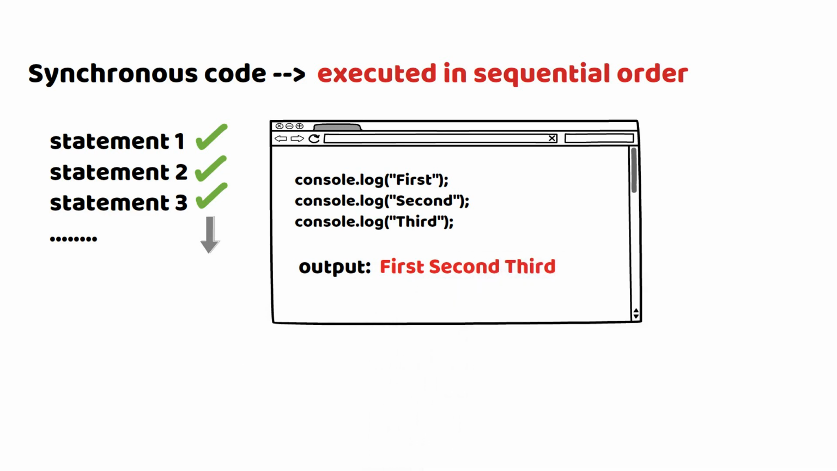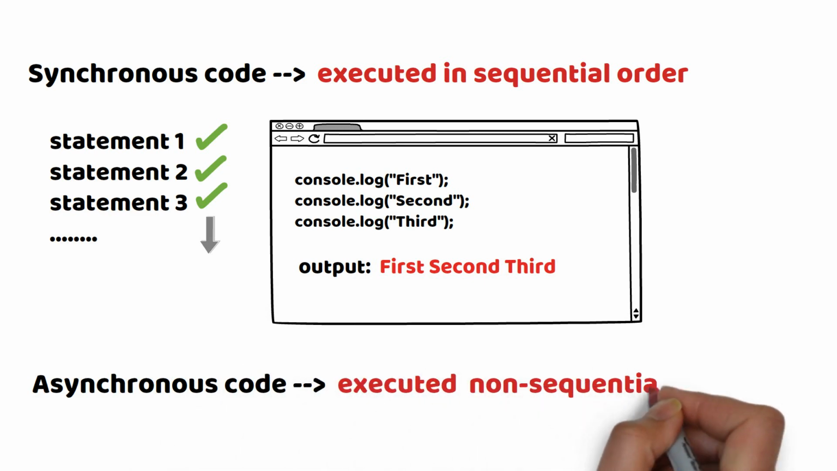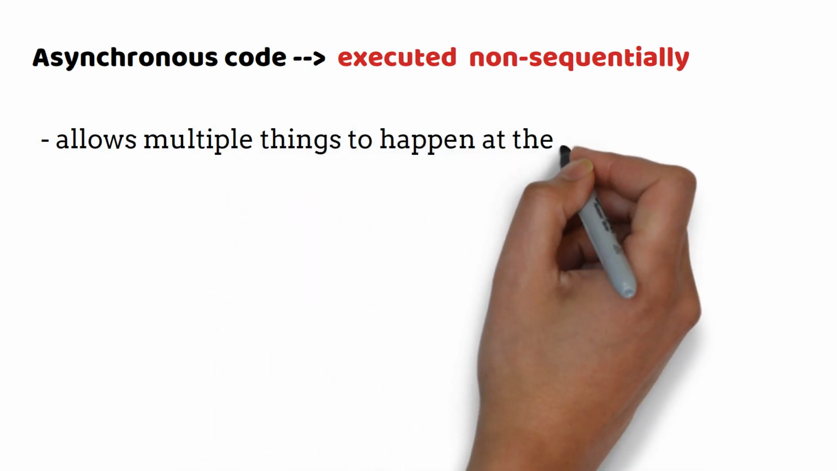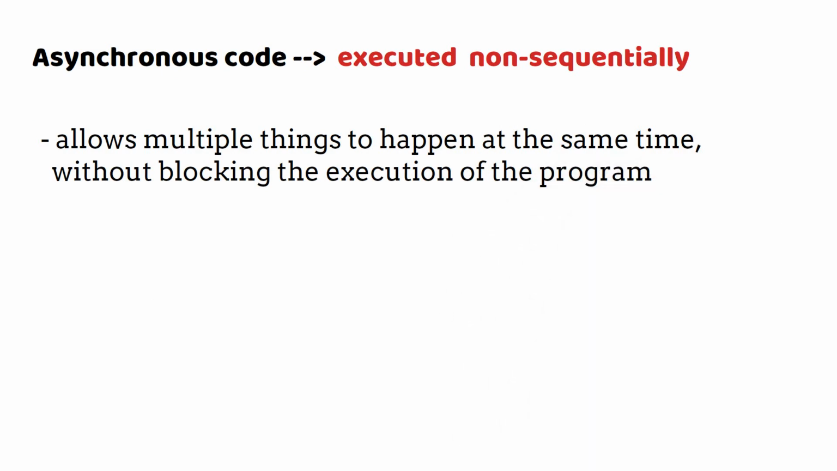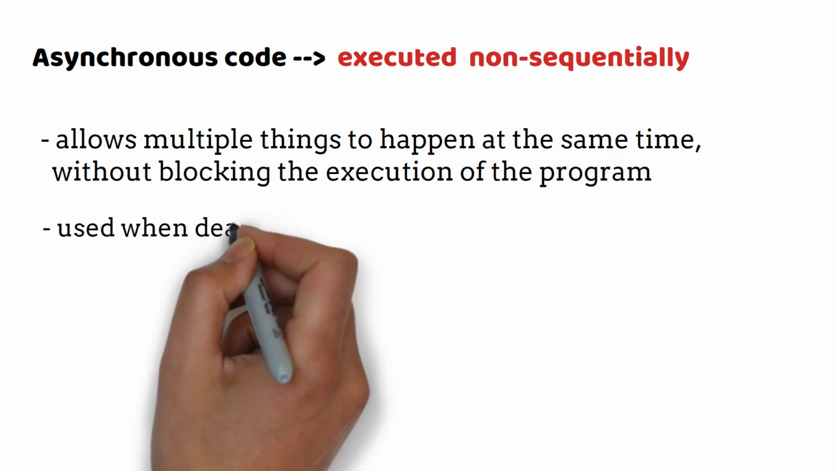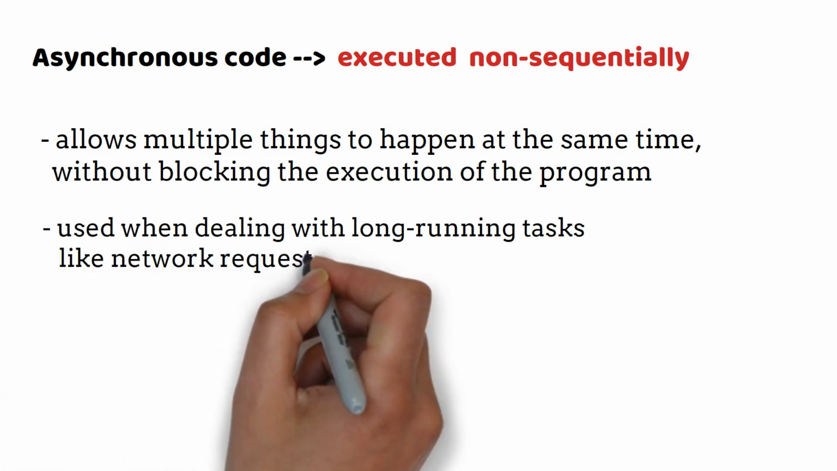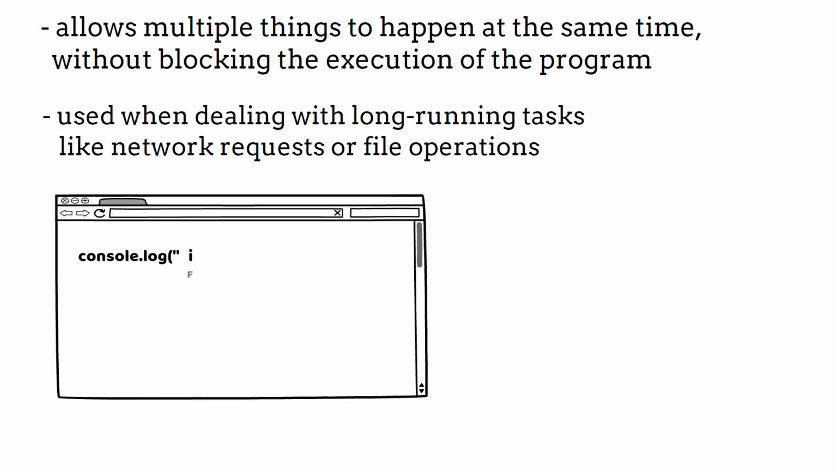Now, on the other hand, asynchronous code is code that is executed non-sequentially. It allows multiple things to happen at the same time without blocking the execution of the program. Asynchronous code is commonly used when dealing with long-running tasks like network requests or file operations, etc. So here is an example.